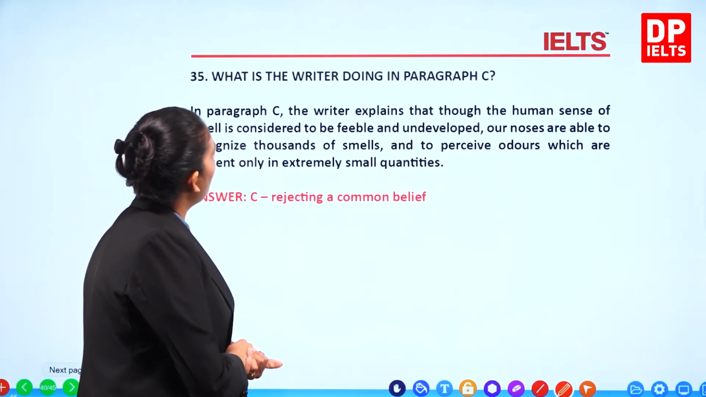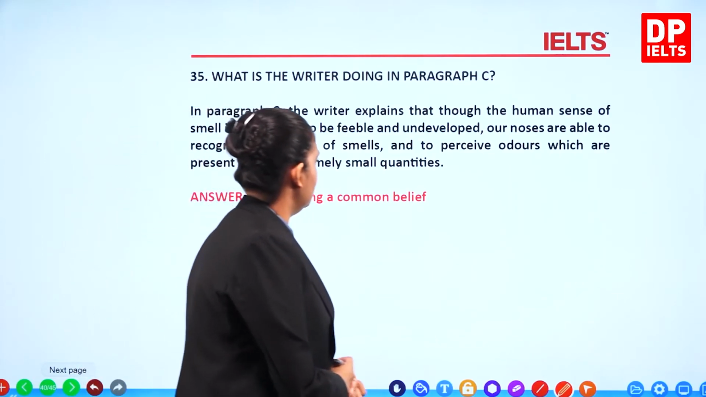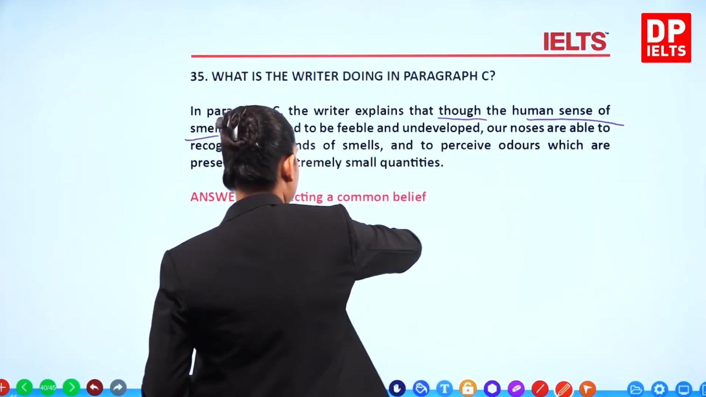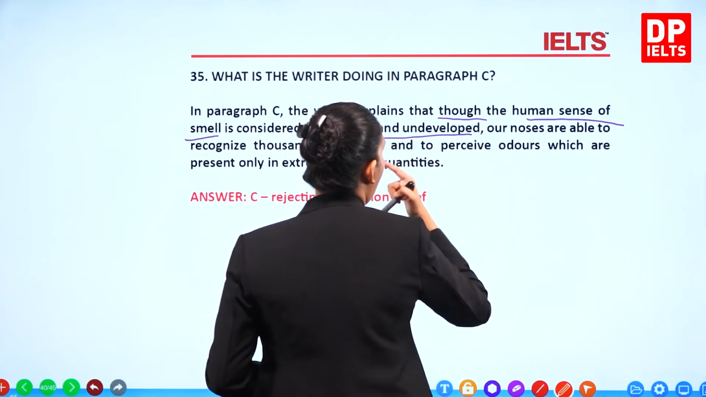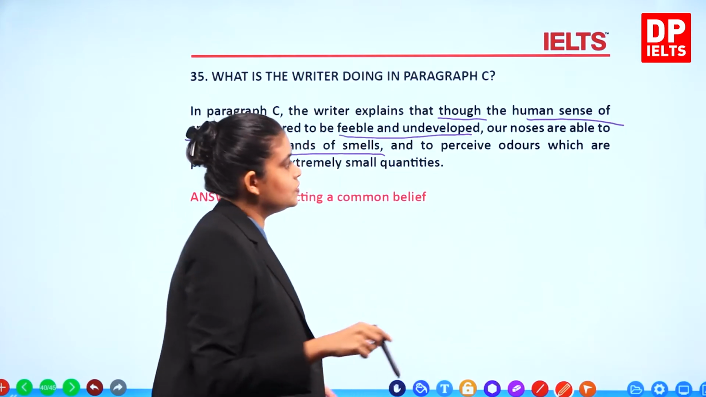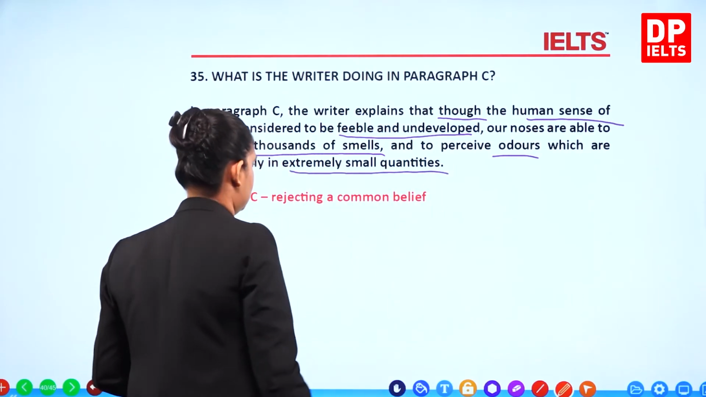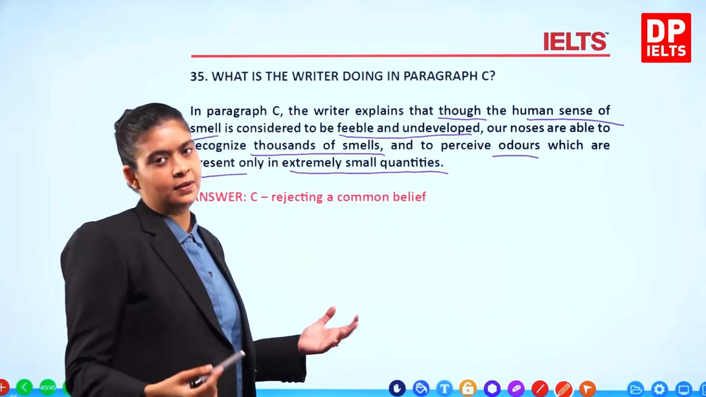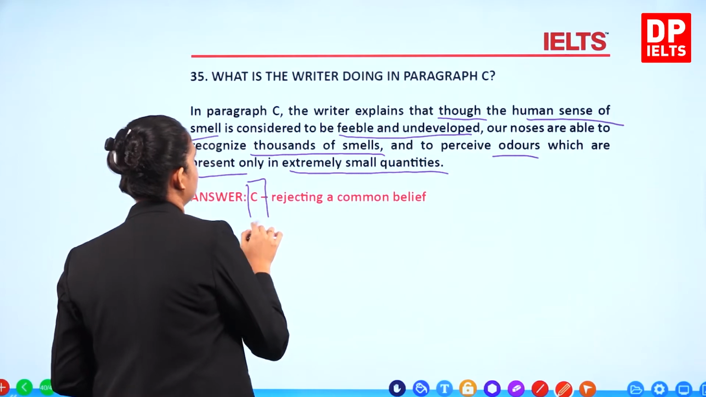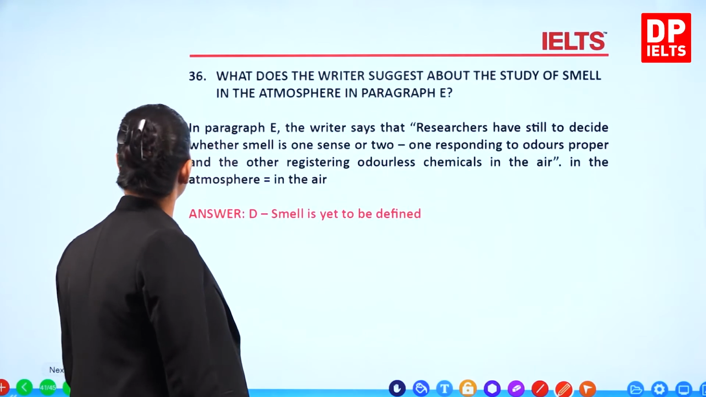35. What is the writer doing in para C? In paragraph C, the writer explains, though the human sense of smell is considered to be feeble and underdeveloped, our noses are able to recognize thousands of smells and to perceive odor which is present only in extremely small quantities, right? So rejecting a common belief, but we actually smell thousands of smells. So the answer is C. So the next question, question number 36.